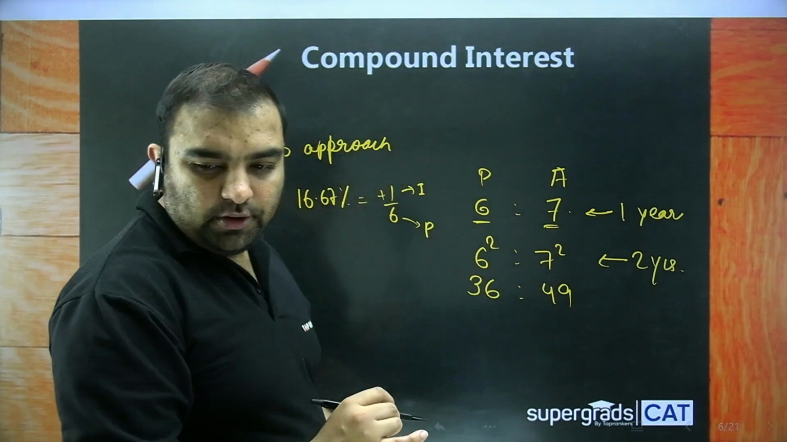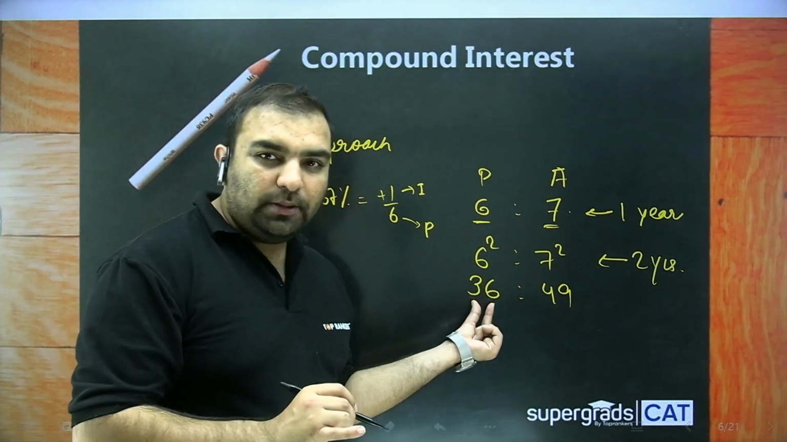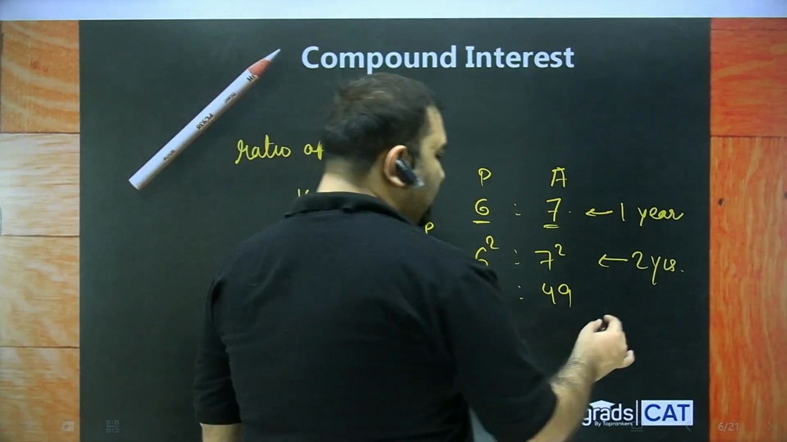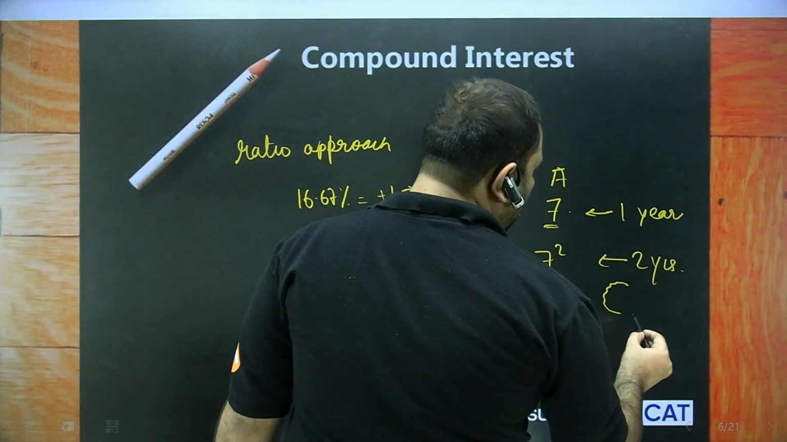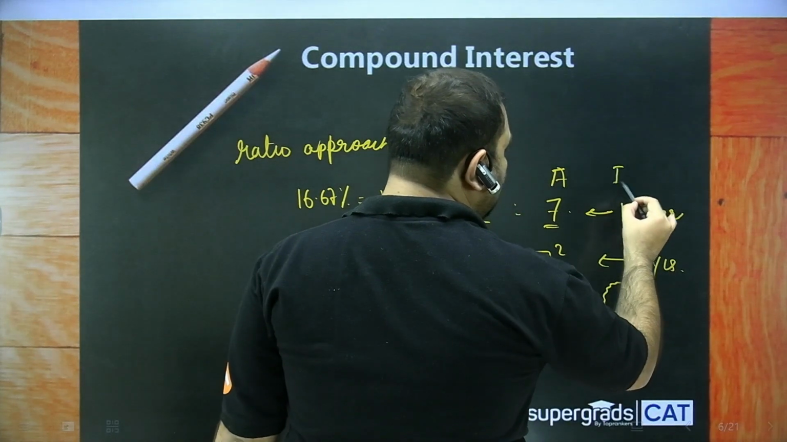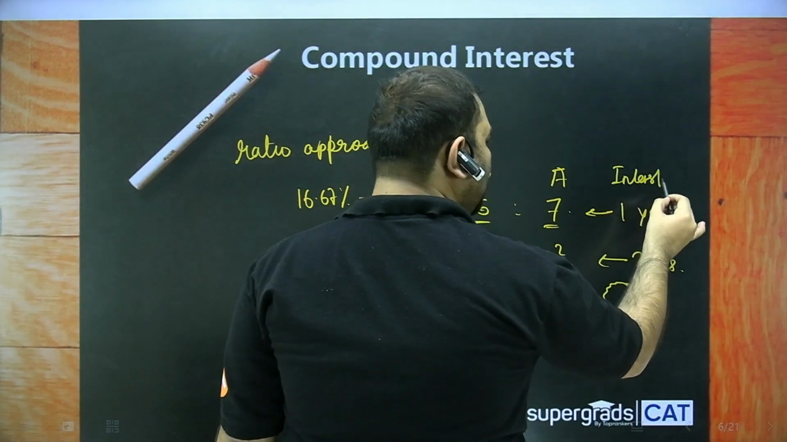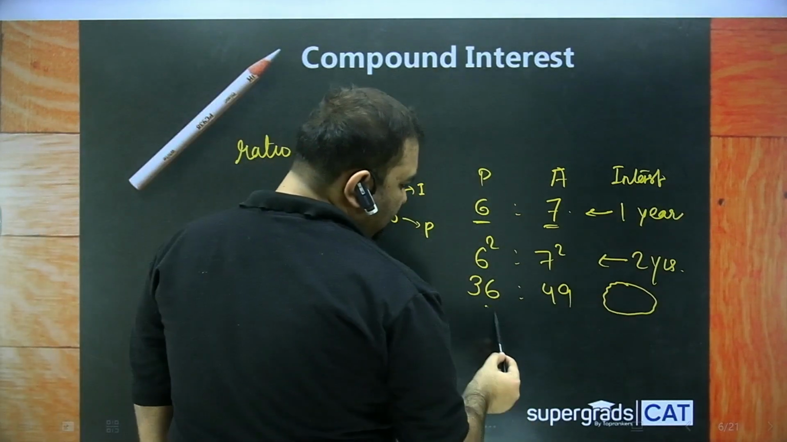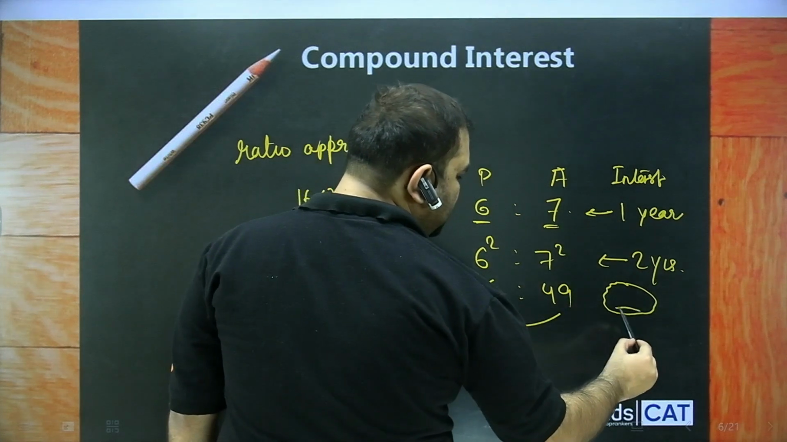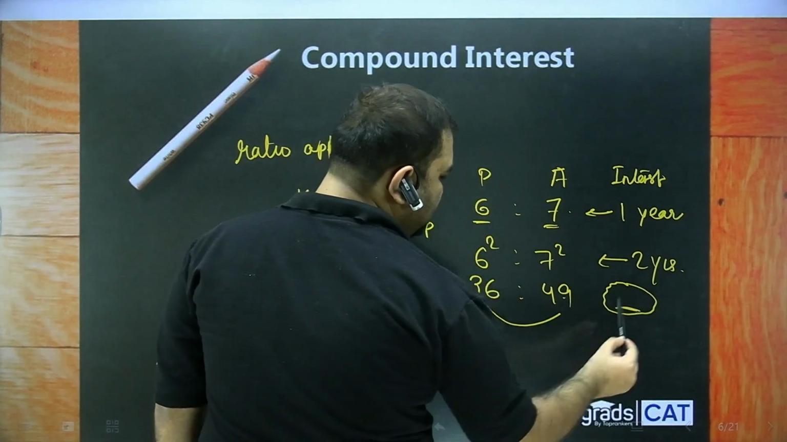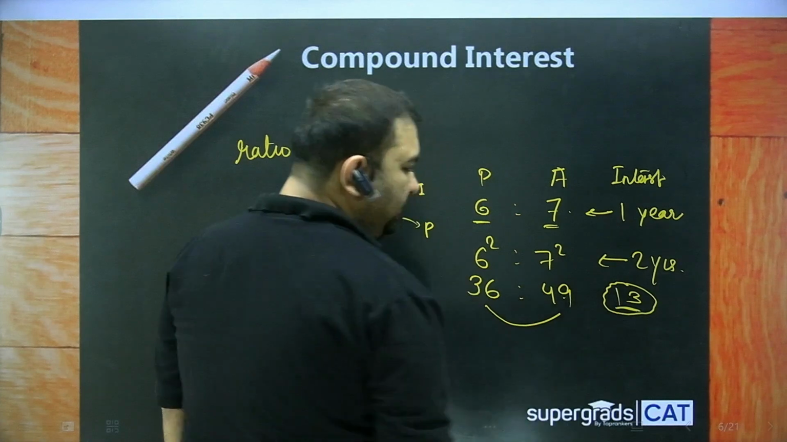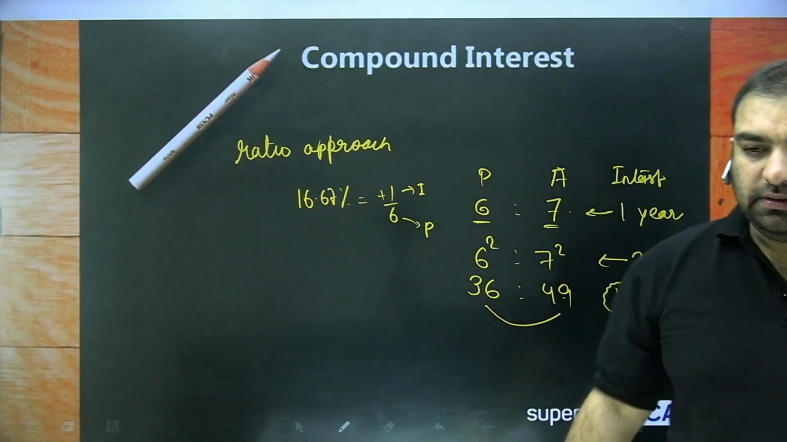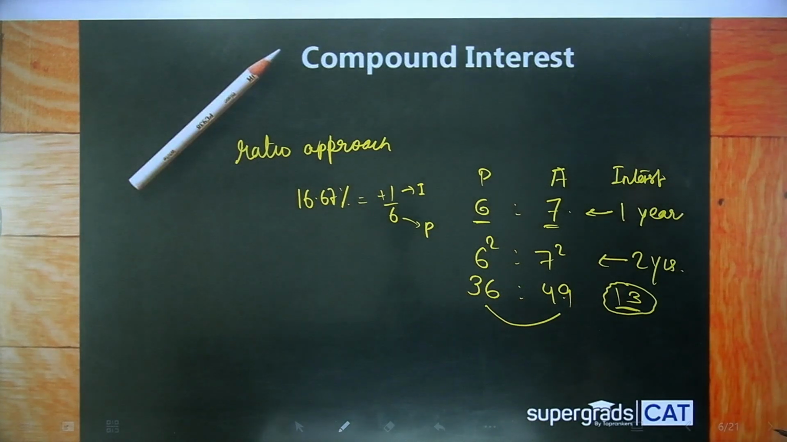What is the benefit of it? You know the principal in the ratio, you know the amount in the ratio, so you can be aware of the interest in the ratio. When 36 will become 49, how much interest you will earn? 49 minus 36, that is 13. I will use it later on. अभी तो बस आप सीखते जाओ. And so on.